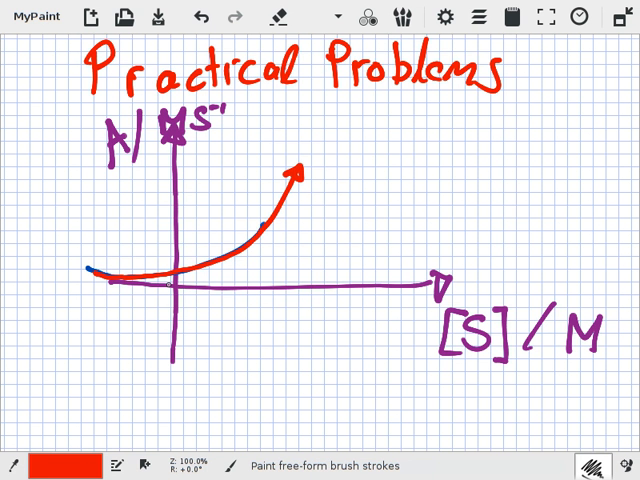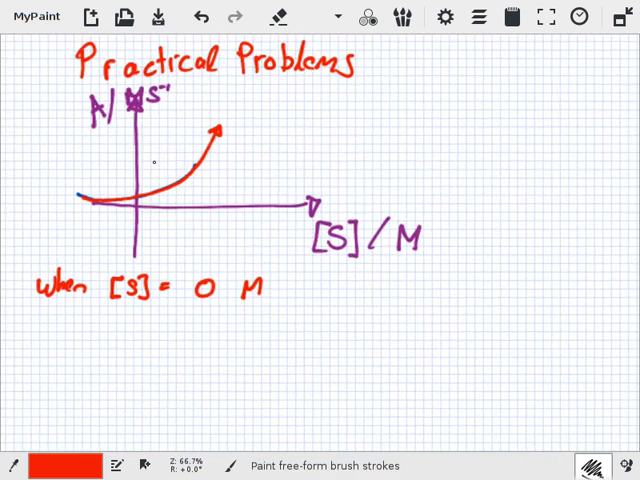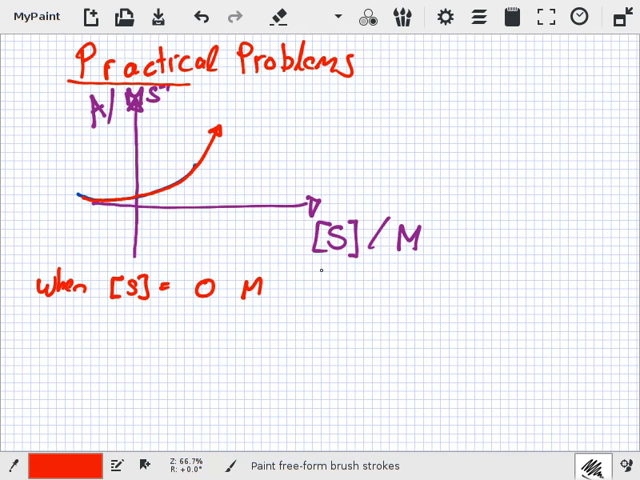You have something growing exponentially, and what they do is they give you the values at two different times. So in the question it would say something like, when the substrate concentration is 0 molars, the activity would be, what might be a number here on your graph, if you remember? Like 0.1, something like this maybe? So the activity could be 0.1 molars per second.